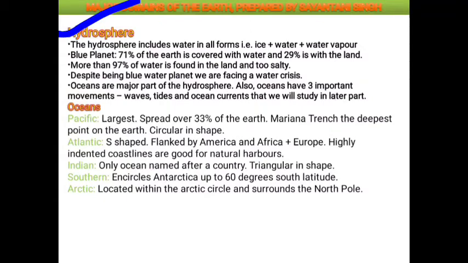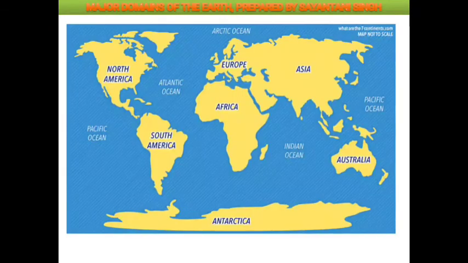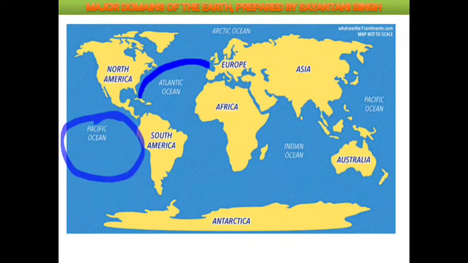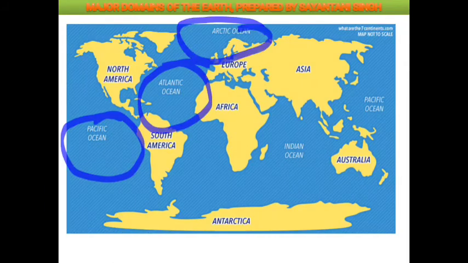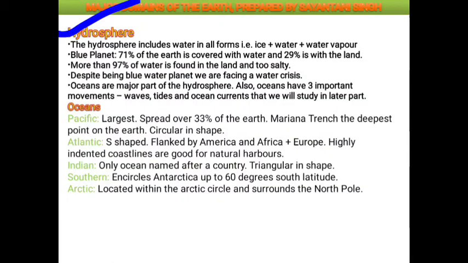The oceans are the major part of the hydrosphere. There are three important movements: the waves, tides, and ocean currents. And some oceans are there, that is in the next video. If you see this picture, you can identify the major oceans of our earth: the Pacific Ocean, Atlantic Ocean, Arctic Ocean, and Indian Ocean.